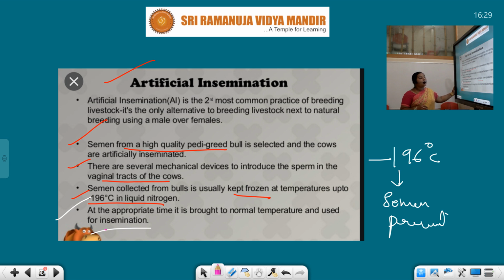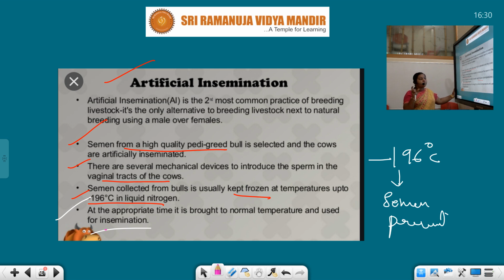And there are several mechanical devices to introduce the sperm into the vaginal tract of cows. Semen collected from bulls is usually kept. One more important point, whatever semen is collected from the bull, generally it is collected from foreign breeds, right? And it should be stored at a temperature of minus 190 degrees centigrade. At this temperature only it will be lively and in good condition.